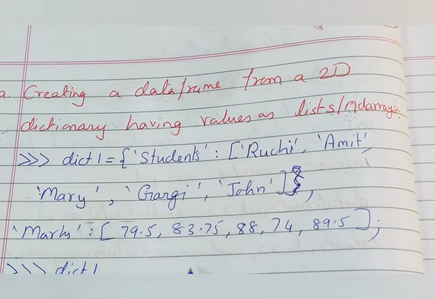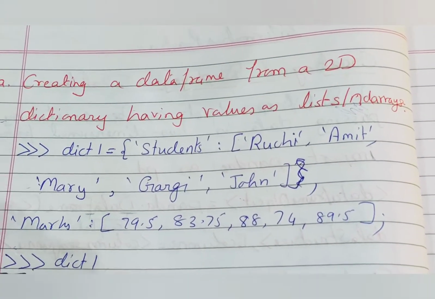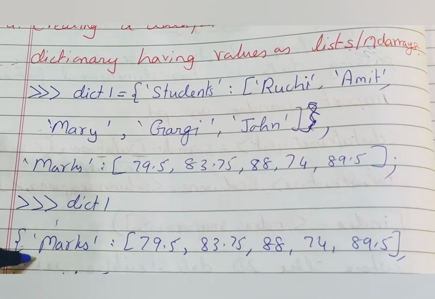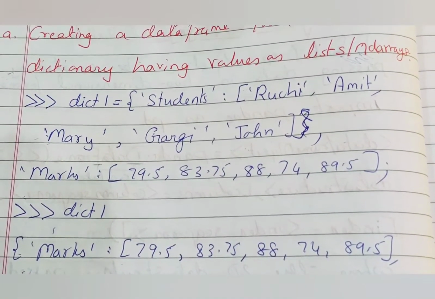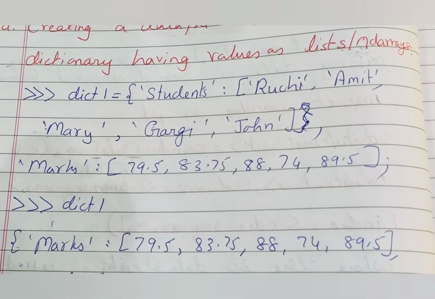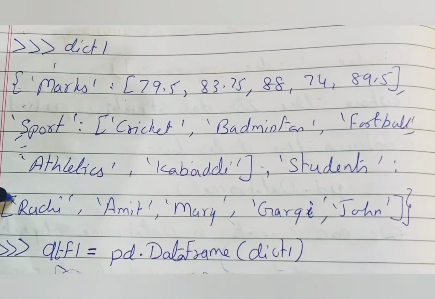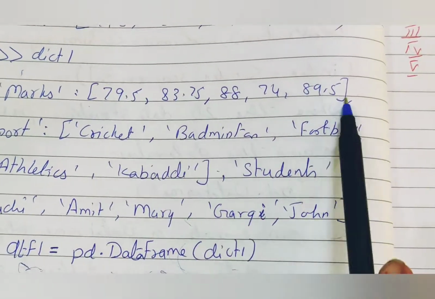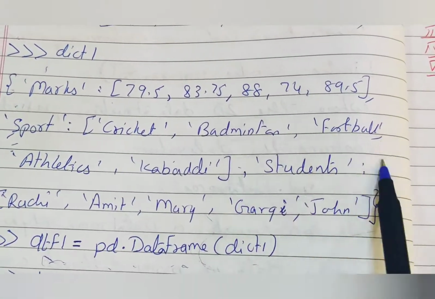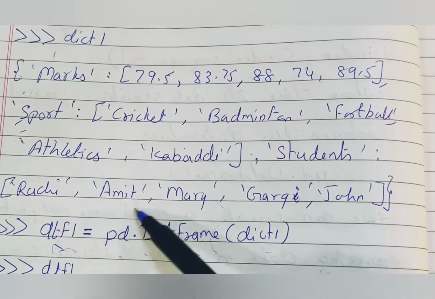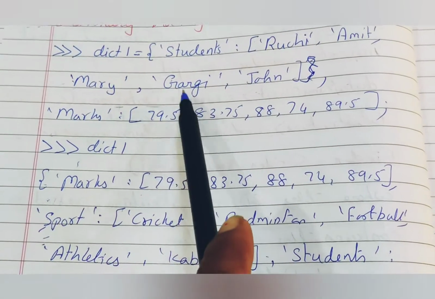Then marks. These are the marks. Now dictionary 1 will be having marks, they are having the sports also, and the name of the students. See children, marks are there; sports: cricket, badminton, football, athletics, kabaddi. Then students: Ruchi, Amit, Mary, Gargi, John, which we have given here.